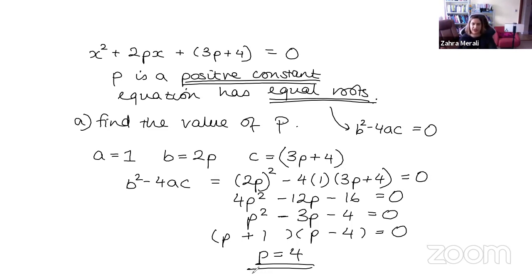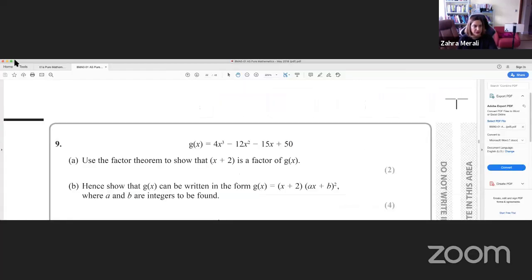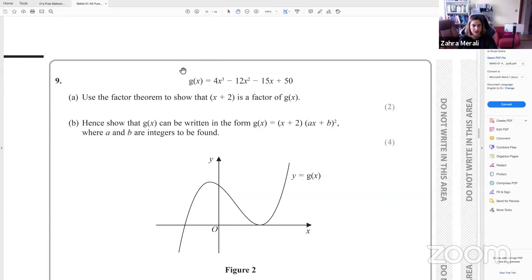So now let's have a look at how it gets trickier and what problems we could have in terms of modeling quadratics. So if I pull up a past paper question, which hopefully you guys can see.